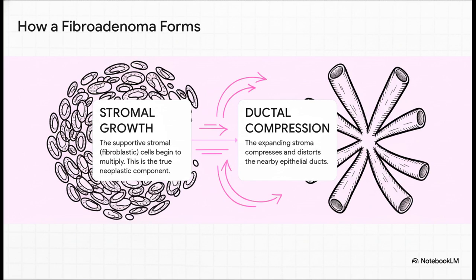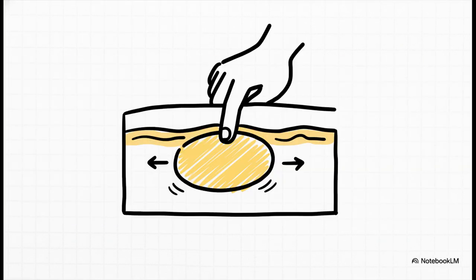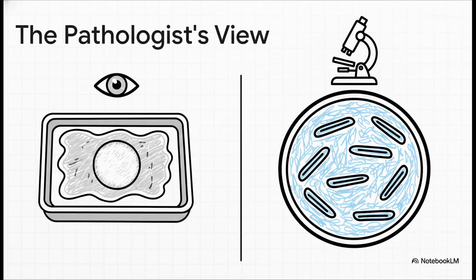Then, as this landscape expands, it just squishes the ducts that are sitting inside it. The ducts themselves aren't actually growing, they're just getting compressed by the pressure from the outside. And this process creates something you can actually feel. Because you have this self-contained little ball of growing tissue, it feels firm, smooth, and kind of rubbery. And you can move it around easily under the skin. The architecture of the tumor literally creates the physical sensation. It's pretty cool.